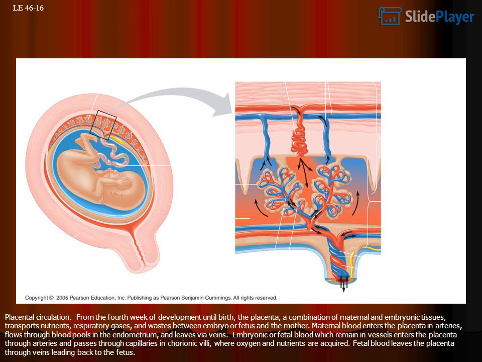Placental circulation. From the 4th week of development until birth, the placenta, a combination of maternal and embryonic tissues, transports nutrients, respiratory gases, and wastes between embryo or fetus and the mother. Maternal blood enters the placenta in arteries, flows through blood pools in the endometrium, and leaves via veins. Embryonic or fetal blood, which remains in vessels, enters the placenta through arteries and passes through capillaries in chorionic villi, where oxygen and nutrients are acquired. Fetal blood leaves the placenta through veins leading back to the fetus.